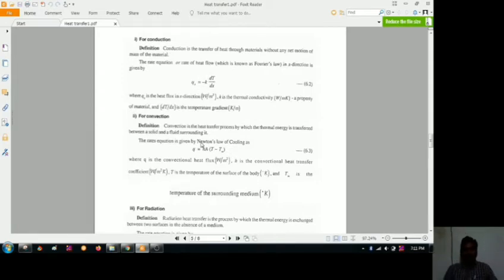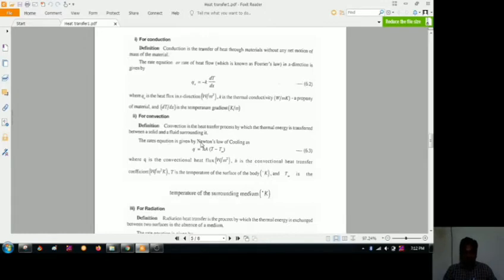Conduction is the transfer of heat through a material without any net motion of mass of the material. It is nothing but the internal molecules vibrating, and at the same time they are transferring the energy from one point to another point in a vibration mode. So they will transfer the heat. As an example, consider the transfer of heat from one point to another point in a rod.